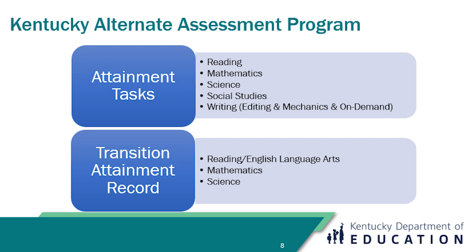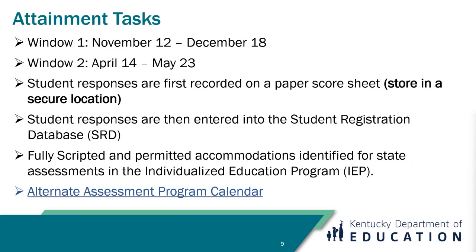The Kentucky Alternate Assessment Program is made up of 2 assessment types: Alternate Kentucky Summative Assessment Attainment Tasks, or ATs, and the Transition Attainment Record, or the TAR. Attainment tasks are administered this year to students in grades 3 through 11 in reading, mathematics, writing, science, and social studies, depending on which content is assessed at the specific grade range. We will look at those required areas later. Attainment tasks are picture-based multiple-choice assessments that are fully scripted and read by the test administrator. Attainment tasks permit accommodations identified for state assessments in the Individualized Education Program, or IEP.